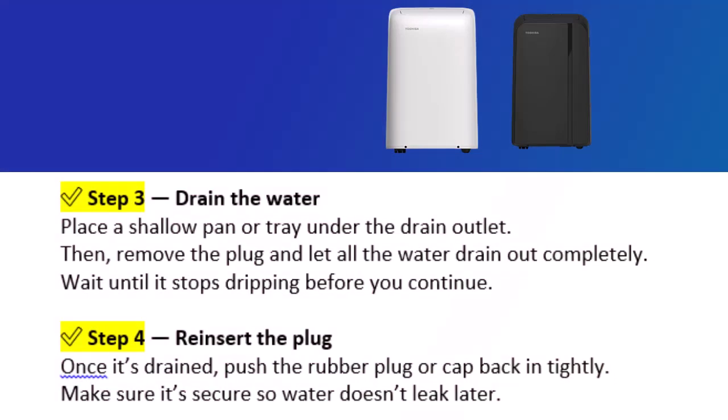Step 3, drain the water. Place a shallow pan or tray under the drain outlet. Then remove the plug and let all the water drain out completely. Wait until it stops dripping before you continue.